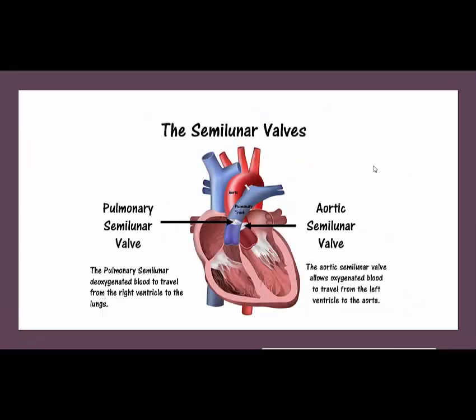The semilunar valves. The semilunar valves include the pulmonary semilunar valve and the aortic semilunar valve. The pulmonary semilunar valve allows deoxygenated blood to travel from the right ventricle to the lungs. The aortic semilunar valve allows oxygenated blood to travel from the left ventricle to the aorta.